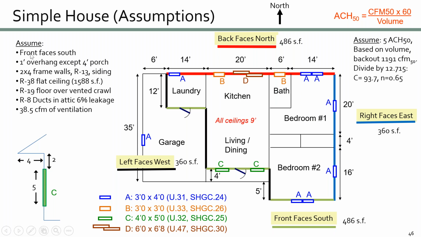Other things, I'm going to assume that the walls are 2x4. There's R13. It's just standard wall with wood siding or something. R38 flat ceiling, R19. I'm going to just do a vented crawl space to keep it simple. I'm going to put the ducts in the attic with R8, and I'm going to assume 6% duct leakage, which is Georgia's code. And I'm going to do a ventilation calculation.